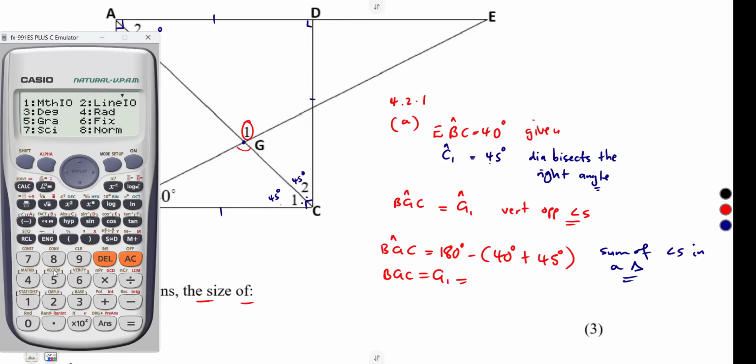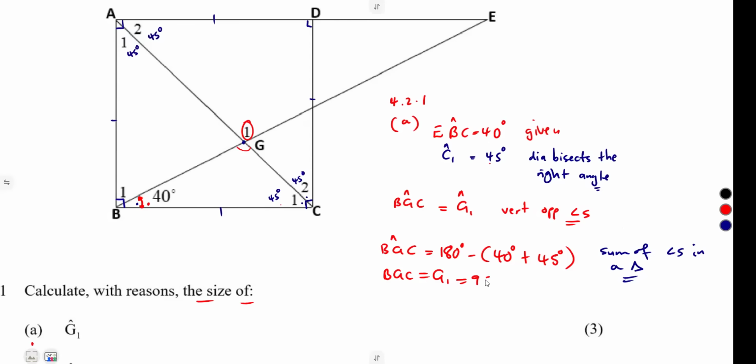So that was the idea. 180 degrees minus these two. Let's first have our calculator back to the normal mode. So that's 180 minus 40 plus 45, like this. And that was going to give us 95 degrees. All right, so this is 95 degrees, just like that. So that will be our angle G1 from that information that we are given.